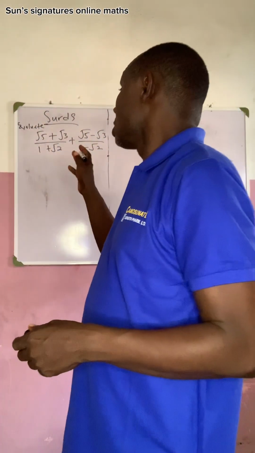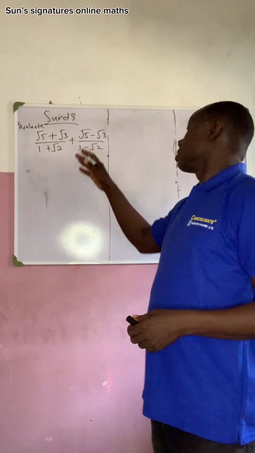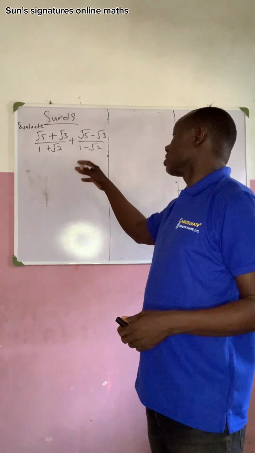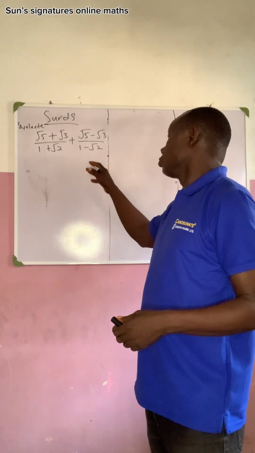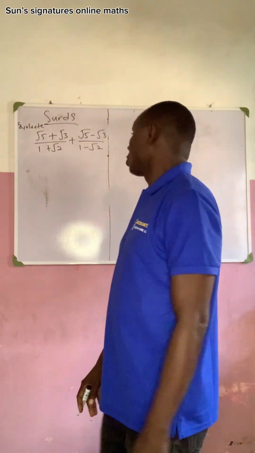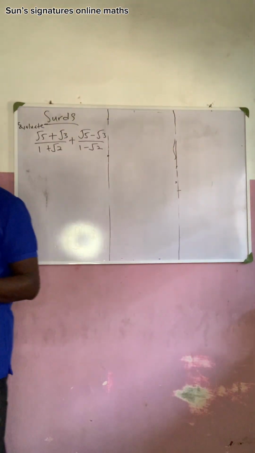We have a problem on the board and it's a solved problem. The root of 5 plus the root of 3 all over 1 plus the root of 2, plus the root of 5 minus the root of 3 all over 1 minus the root of 2.